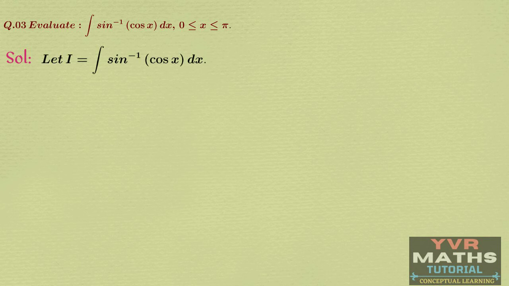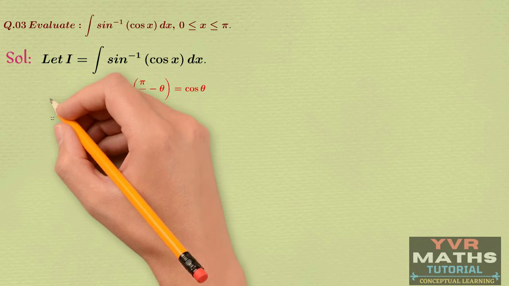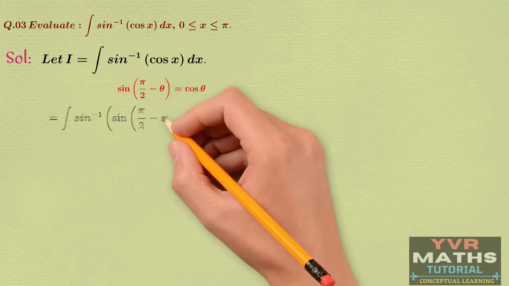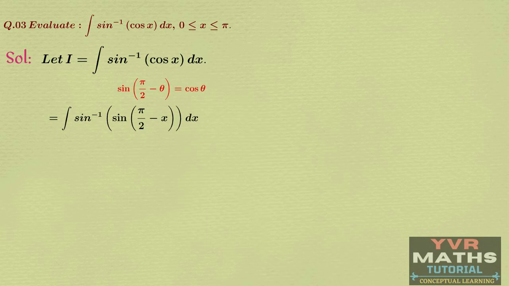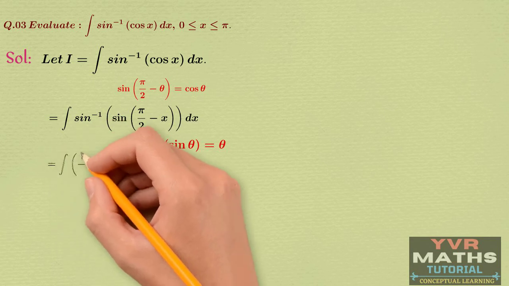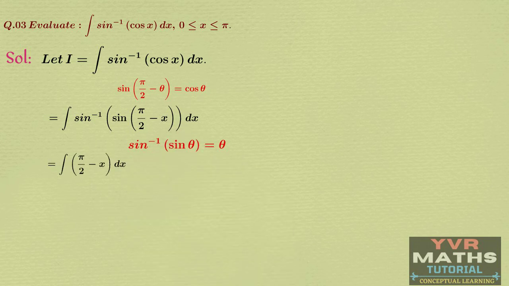From the trigonometry, we know that sin 90 minus theta is equal to cos theta. So, instead of cos theta, I am going to write sin of 90 minus theta in the given question. That means in the next step, integral sin inverse of sin 90 minus x dx. From the inverse trigonometric functions, we know that sin inverse of sin theta is equal to theta. Based on this property, the next step is integral pi by 2 minus x dx.